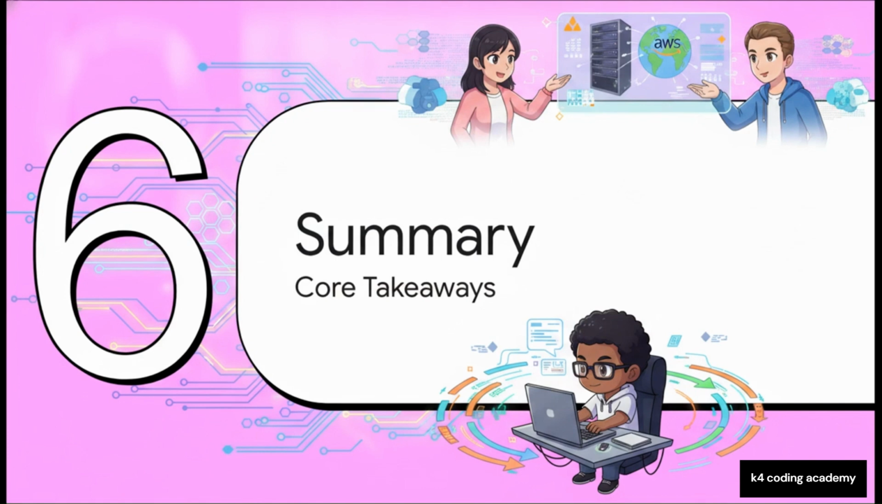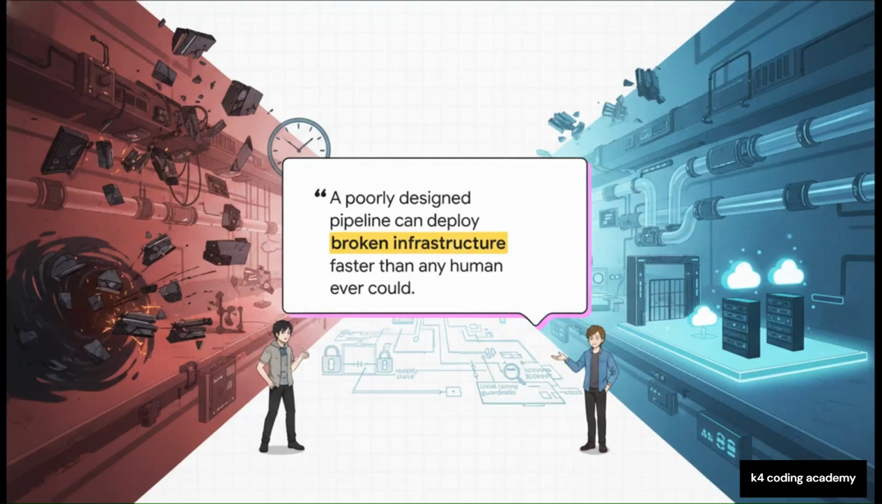And that brings us to Section 6, Summary. I want to leave you with this really powerful quote from our source material. A poorly designed pipeline can deploy broken infrastructure faster than any human ever could. Let that sink in. Ultimately, automation is a massive amplifier. If you just rush headfirst into setting up CI/CD without the proper module structure, without local linting guardrails, and without securing your state in a locked S3 backend, you are literally just accelerating your mistakes.